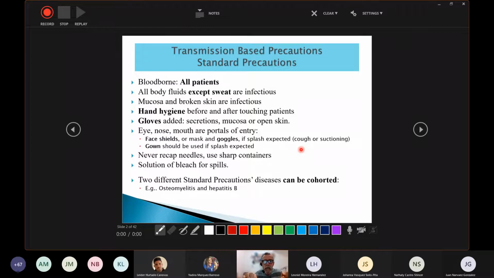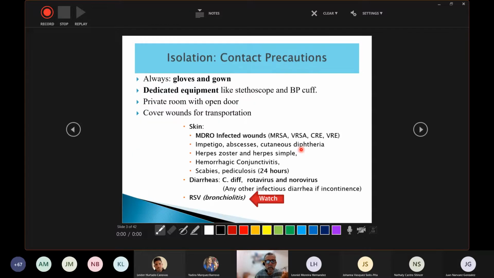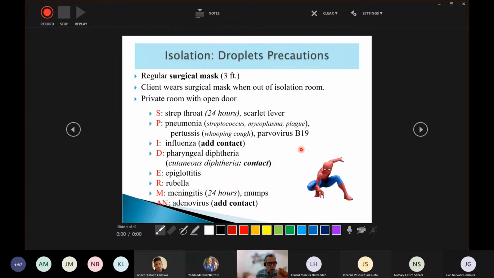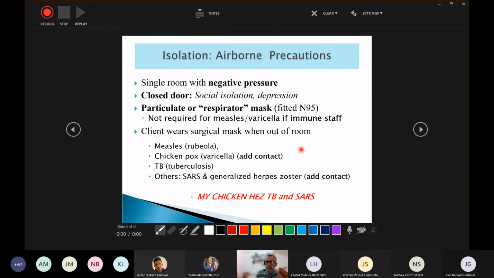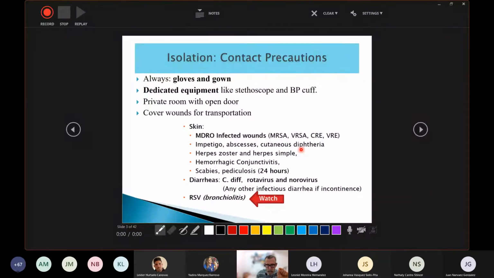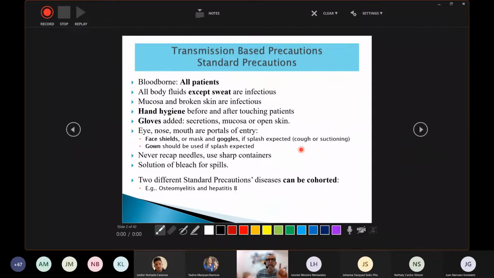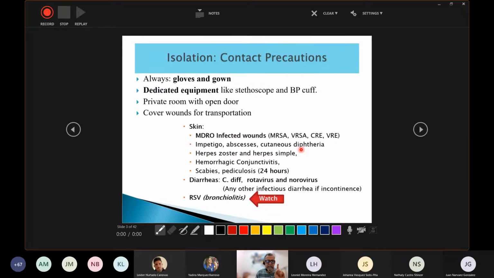Unless it is only an infectious disease with only standard precautions. Okay? So there is no cohorting in contact, there is no cohorting in droplet, there is no cohorting in airborne, because it's not practical, it's not realistic. The only diseases that can be cohorted in NCLEX, okay?